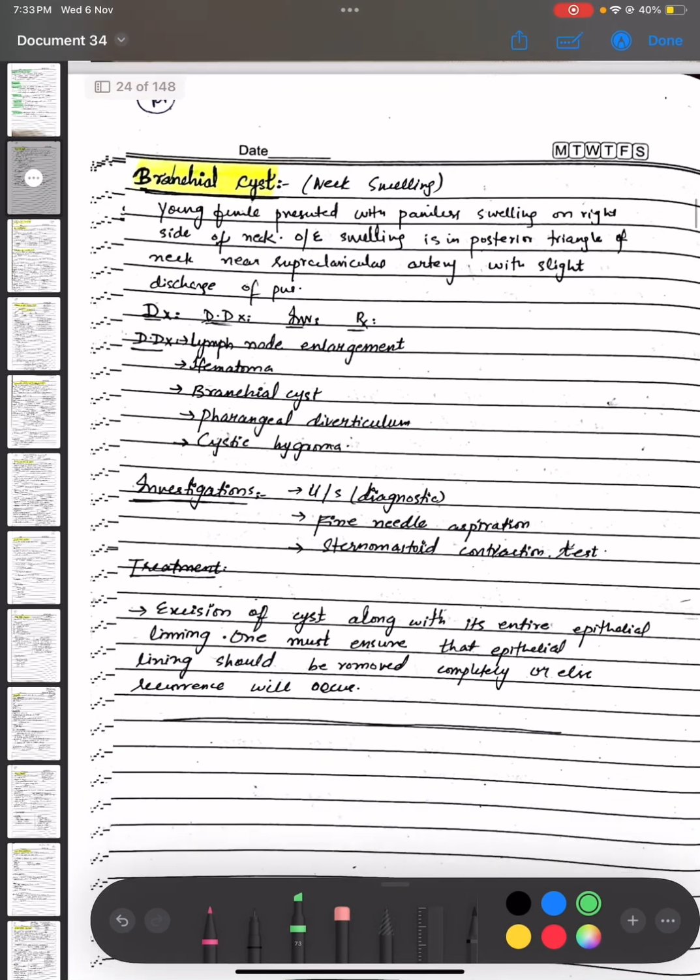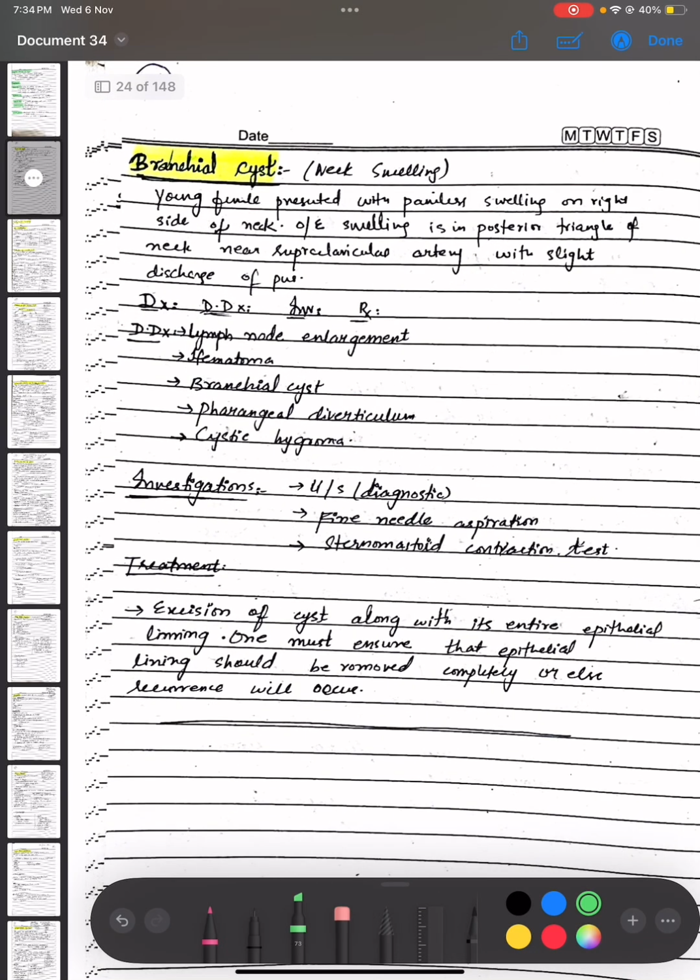Now coming towards branchial cyst. Branchial cyst is also known as a neck swelling. We have a scenario where a young female presented with painless swelling on the right side of the neck. On examination, the swelling is in the posterior triangle of the neck near the supraclavicular artery with slight discharge of pus. So the diagnosis, differential diagnosis, investigation and treatment are asked.